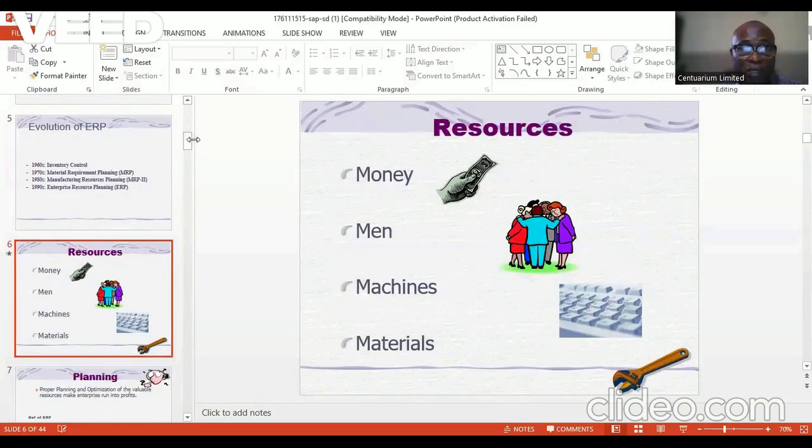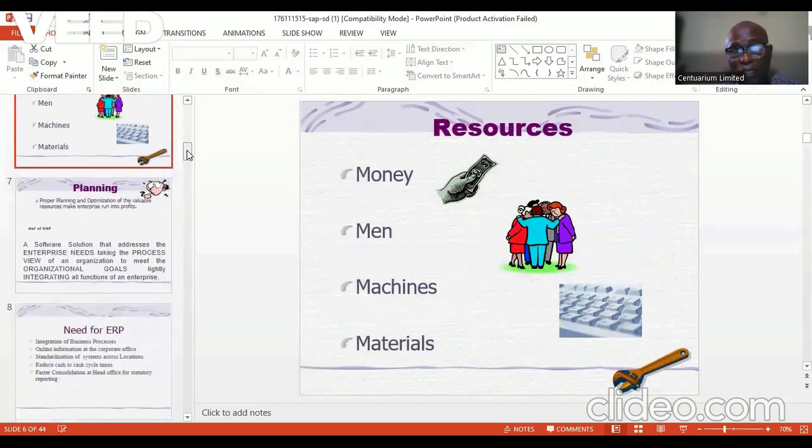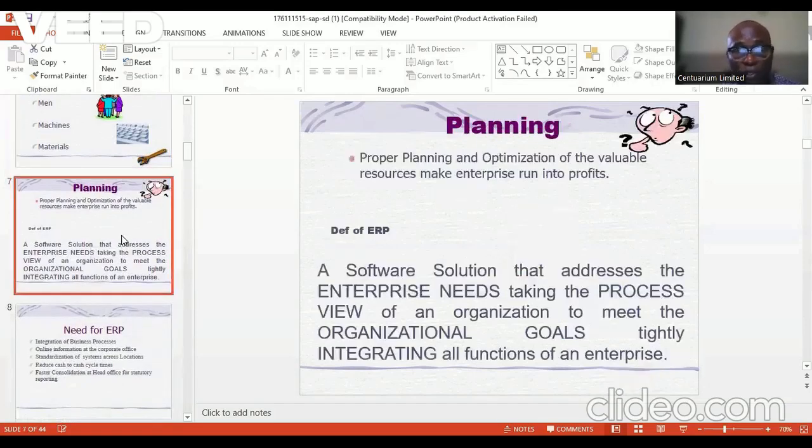Now, the resources are money, men, machines, material. It kind of interweaves with economics and finance. It's an overlapping field, but as we proceed, you get to decide where you can specialize. Now, proper planning and optimization of valuable resources make an enterprise run into profits. It is a software solution that addresses enterprise needs, taking a process view of an organization to meet organizational goals, tightly integrating all functions of an enterprise.